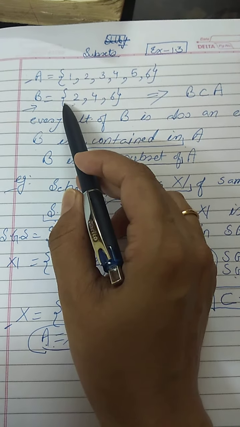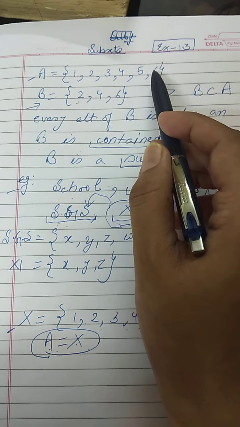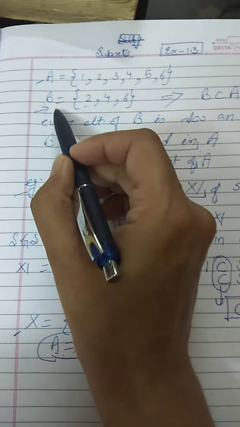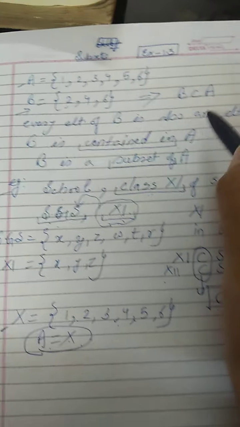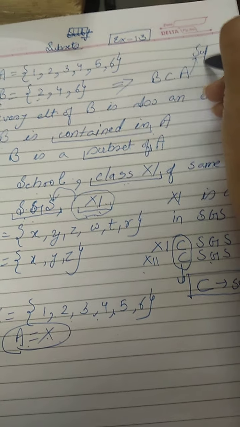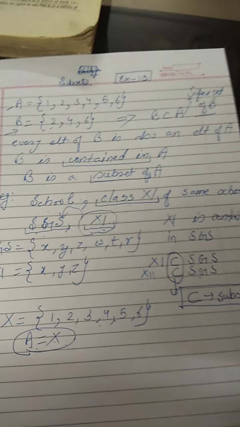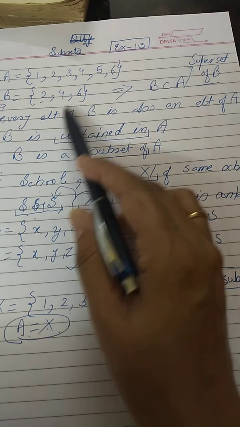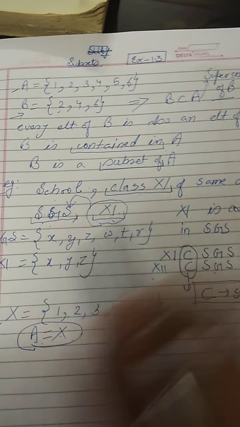If every element of B is also an element of A, but there are a few elements in A which are not present in B, then we will say the smaller set B is a subset of A. And if B is a subset of A, then A will be called a superset of B. If B is completely contained in A, so that every element of B is also an element of A, A will be called a superset of B.